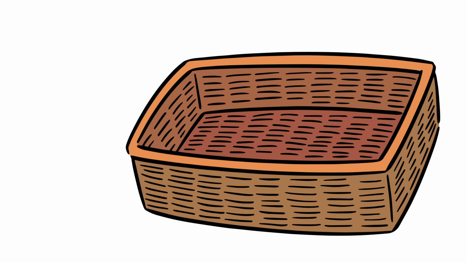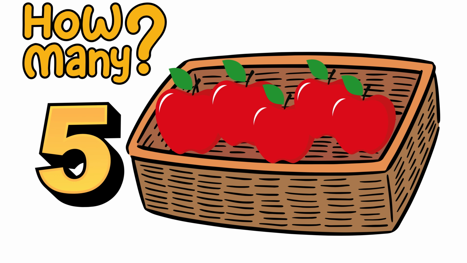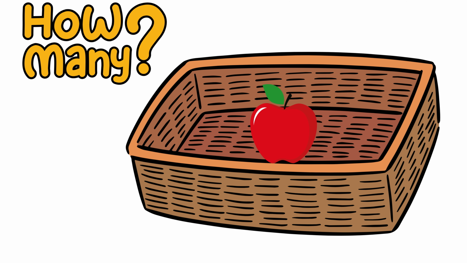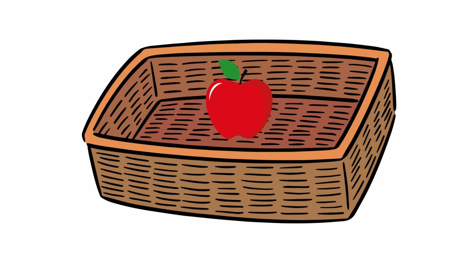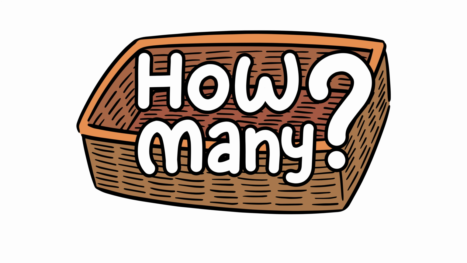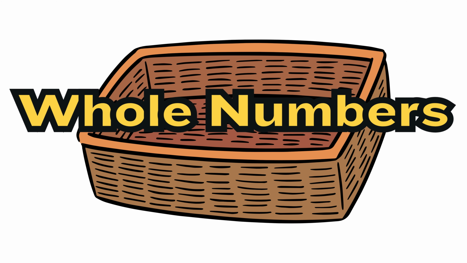Let's think I have a basket of apples. How many apples are in my basket? It's 5, right? I take some away. Now how many? Only 1. But wait, what if the basket is empty? Uh-oh, now how many? That's where whole numbers come in, because they include 0.